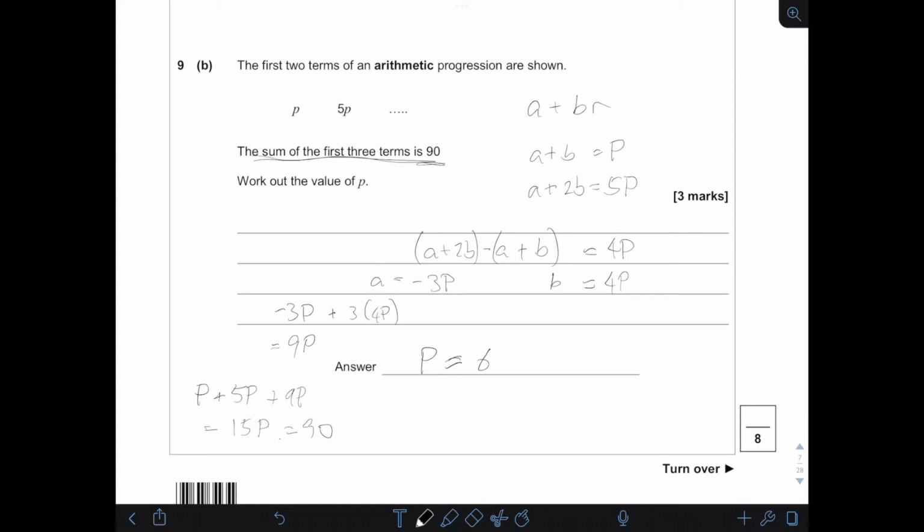Okay, so that's essentially basic algebra, but because of how the question is structured, it could trip people up.